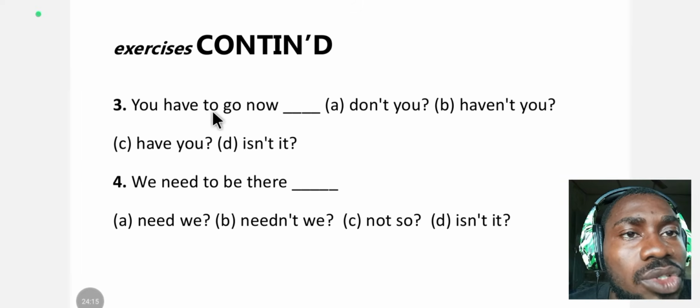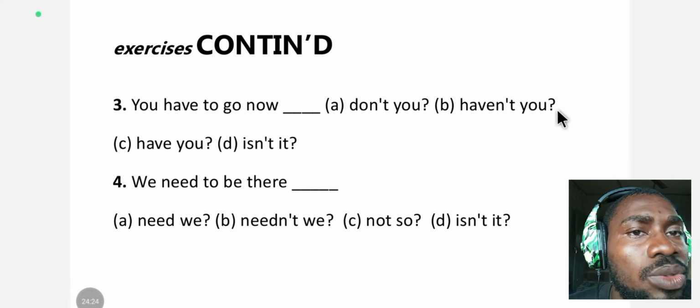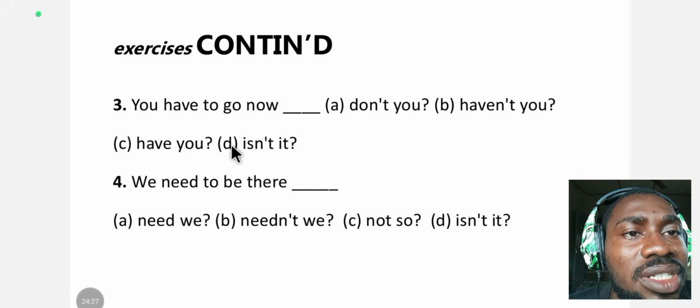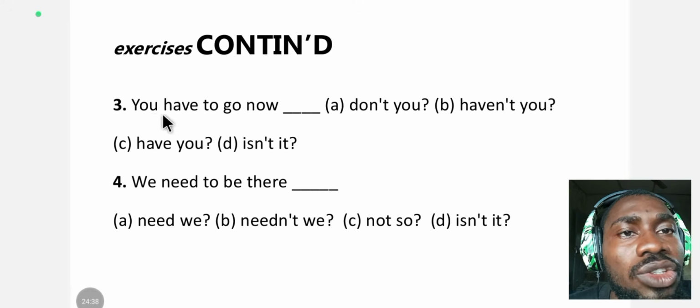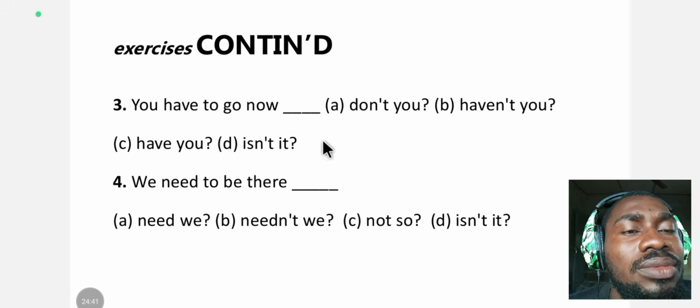Number 3: You have to go now, dash. A, don't you? B, haven't you? C, have you? D, isn't it? What's your answer? You answered right. The correct option is B, haven't you? You have to go now, haven't you? Number 4: We need to be there.